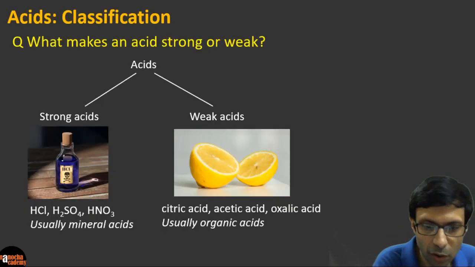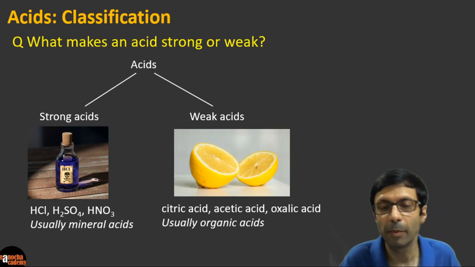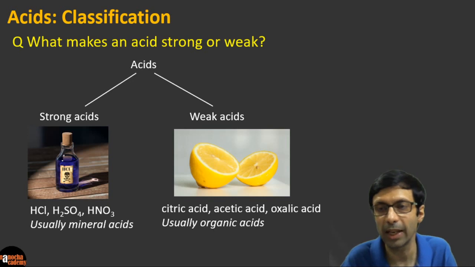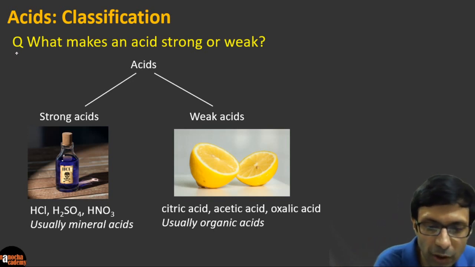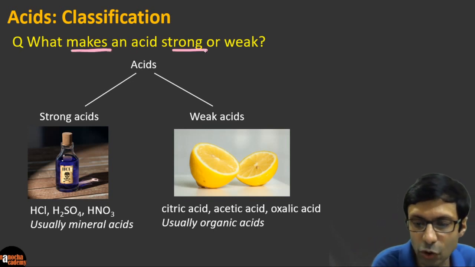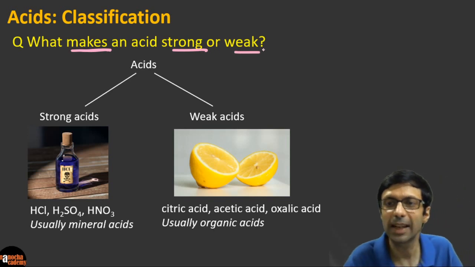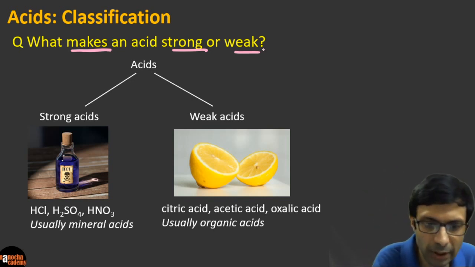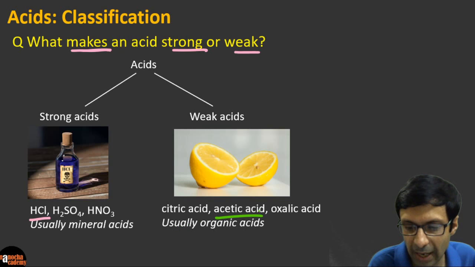Okay. So now we have this, remember we talked about this classification that acids can be classified as strong or weak acids. So now we have this interesting question: what makes an acid strong or weak, or why is an acid strong or weak? Okay, so let's take an example. Can you see here that in the strong acids we have HCl, right? And in the weak acids, let's say we have acetic acid here.